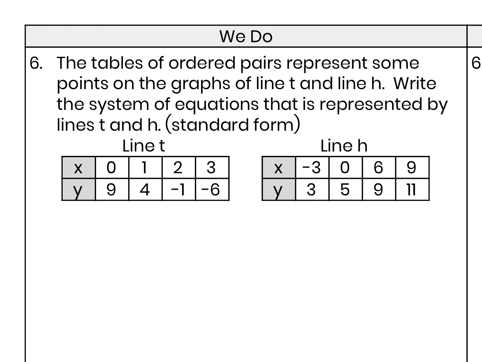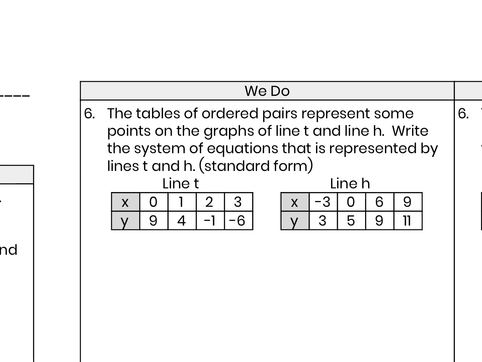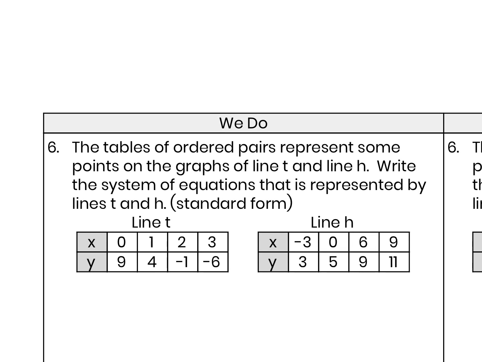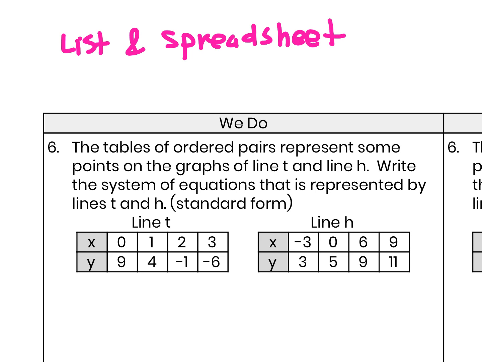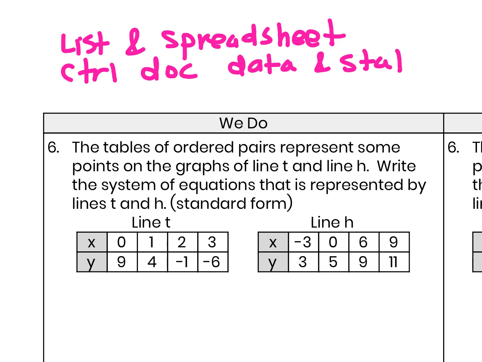Okay, so I showed you how to do these on the calculator. You would have to go to 1 for new document, then 4 for list and spreadsheet, type in your numbers into the spreadsheet, then you would do Control Doc, go to Data and Statistics, label your graph, the x-axis and the y-axis, then Menu, 4 for Analyze, 6 for Regression, 1 for Linear.